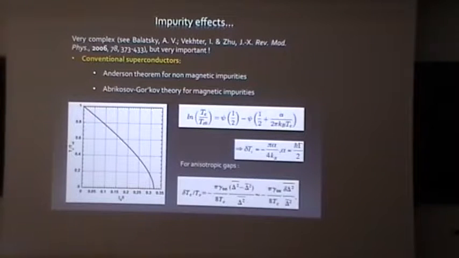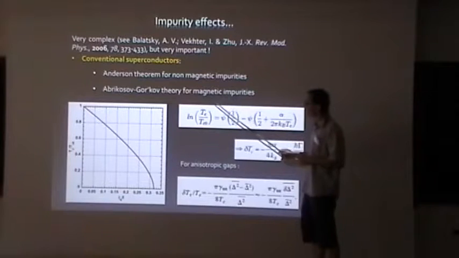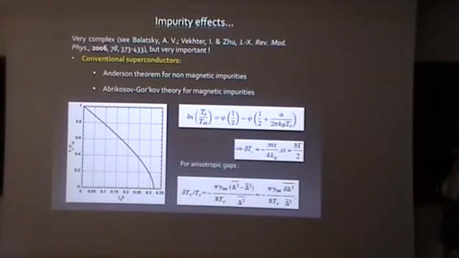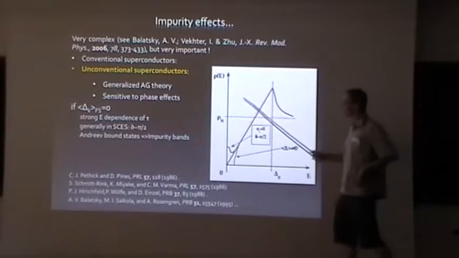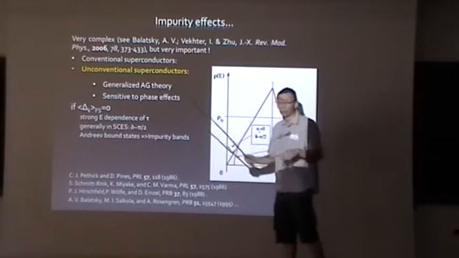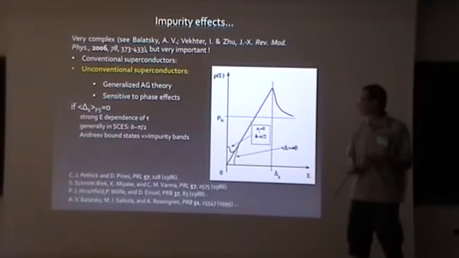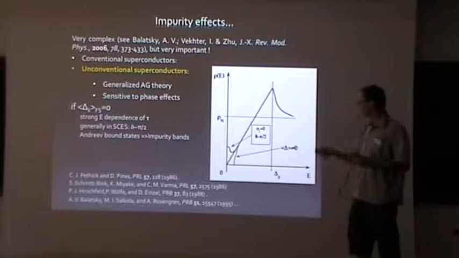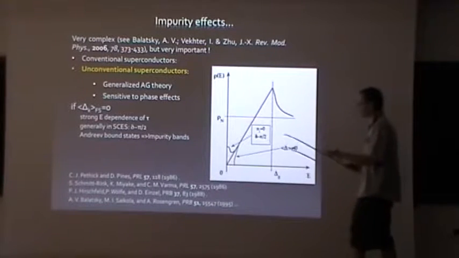Now, if you have unconventional superconductors, essentially you have a generalized Abrikosov-Gorkov theory where all impurities will act as magnetic impurities do for conventional superconductors, and they will kill somehow the superconductivity. And this is due to the fact that because you have a phase difference on the Fermi surface, any kind of scattering will basically wash out this phase difference, and so this will kill superconductivity completely.